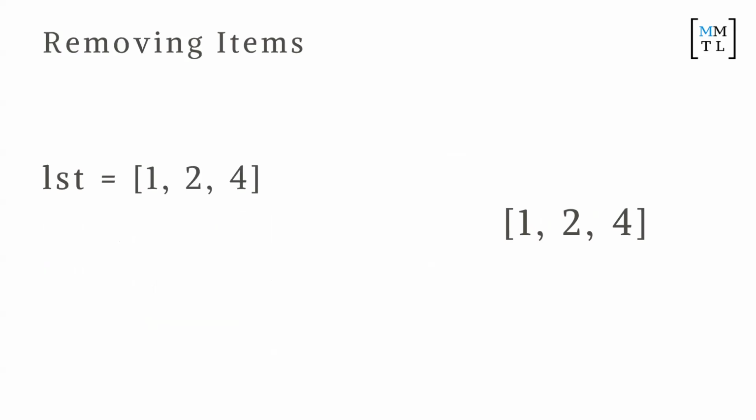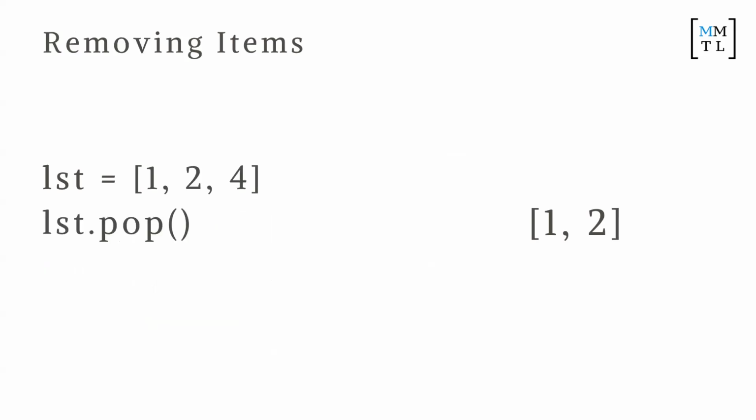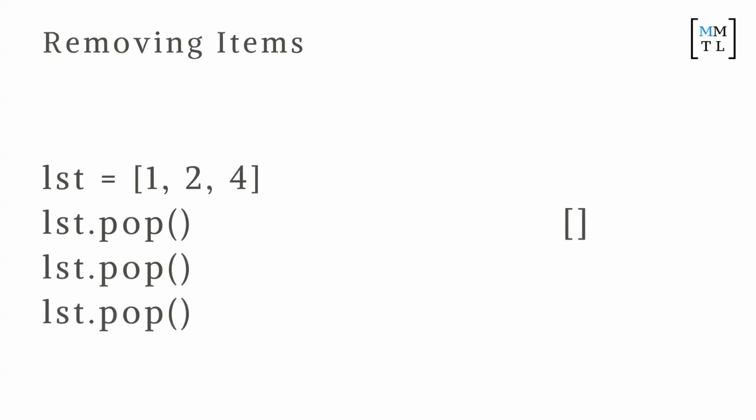Now, removing items, how we do it is we can just use list.pop, and then it removes the final item from the list. Okay, and then we pop again, and we pop again. Okay, so that's actually how you remove items from the list. And then we're back to an empty list.